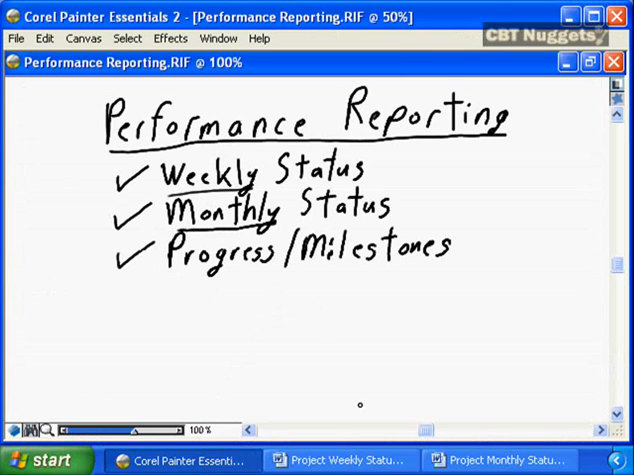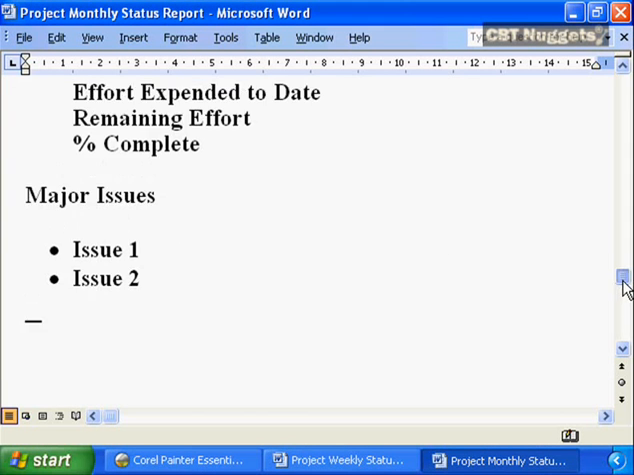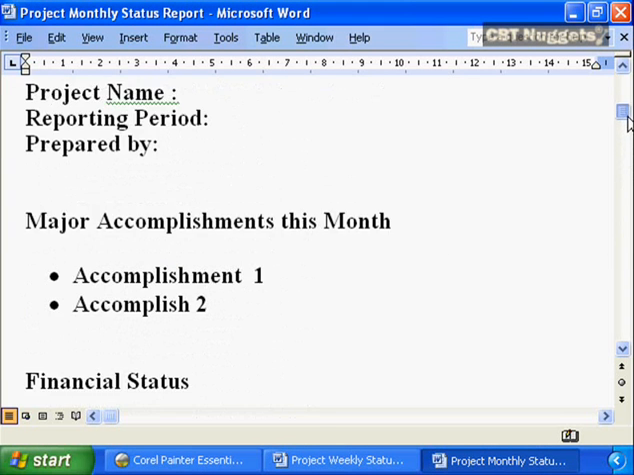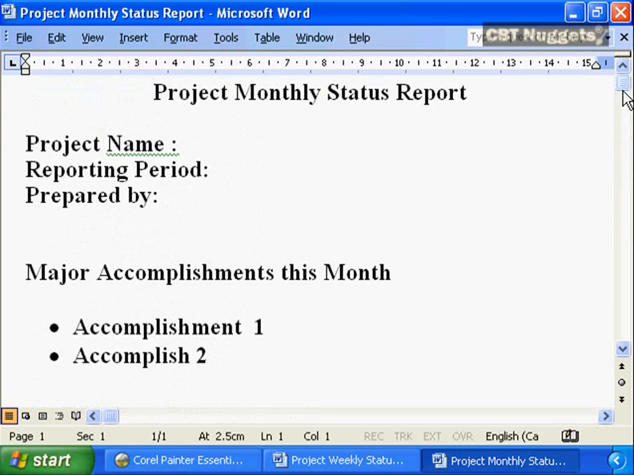Let's have a look at a monthly status report and what should be in a monthly status report. A monthly status report is being prepared for a very different audience. A monthly status report is going to be prepared for senior management. The monthly status report may be prepared for your steering committee. So unlike the weekly status report, which is very factual, very detailed, very micro-focused, your monthly status report has to be summary, has to be narrative-focused, has to be macro-focused, so that the senior executives are getting the summarized information that they need to know about your project.